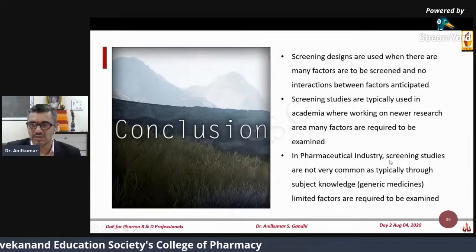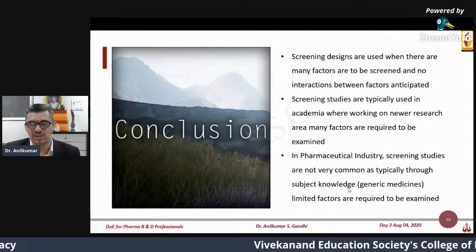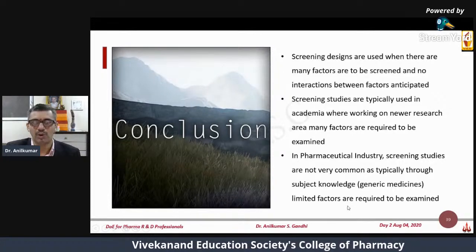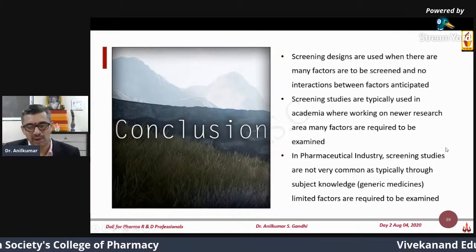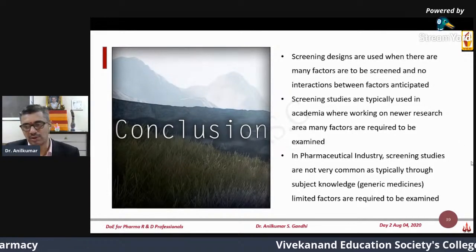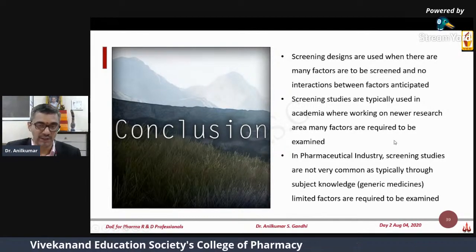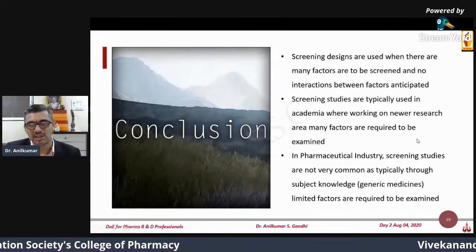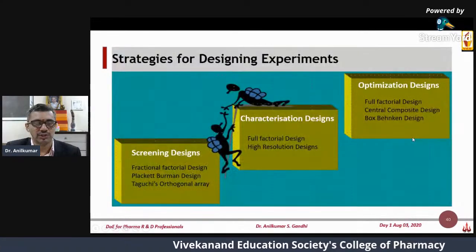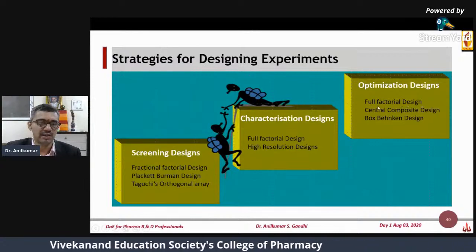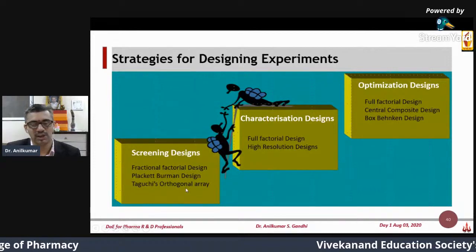In the pharmaceutical industry, screening design is not very common. Typically, through knowledge, because of the generic medicine, only limited factors are required to be examined. So at the most in the pharma industry, they will use fractional factorial, but more common is the factorial design with center points, or if you see a curvature effect, then response surface methodology, what we are going to do tomorrow. So this is how you will go ahead. Screening designs are fractional factorial, Plackett-Burman, and Taguchi's orthogonal array.